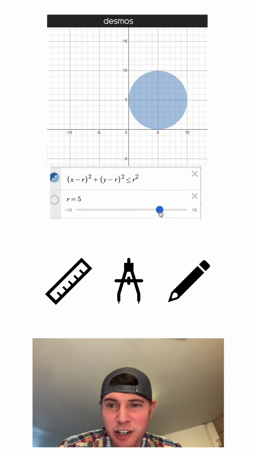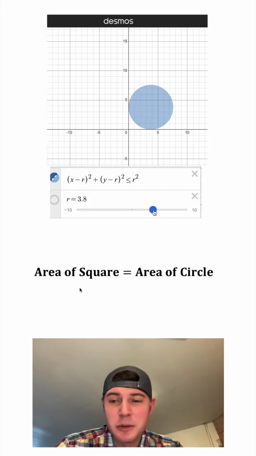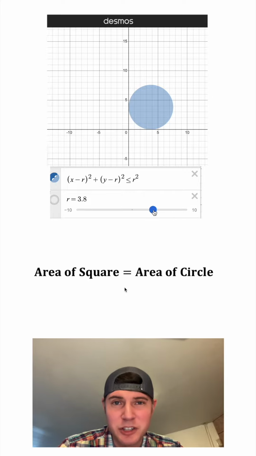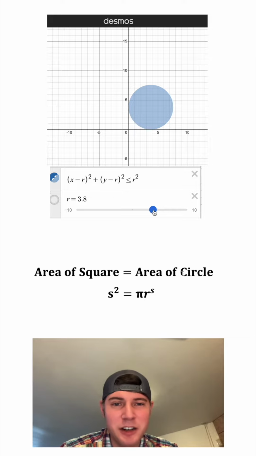But with modern day technology, at least we can see what it would look like. Ultimately, we're trying to make the area of a square equal to the area of a circle. The area of a circle is pi r squared, and the area of a square is s squared. In order to find the square that has the same area as a circle, we want to figure out what is s in terms of r.